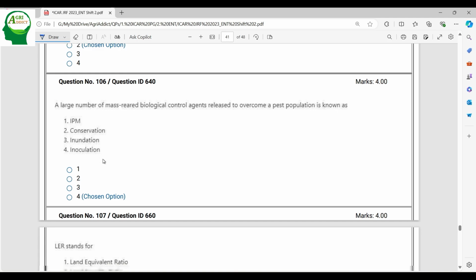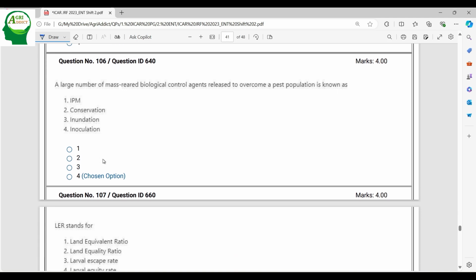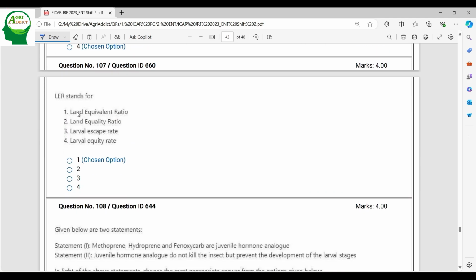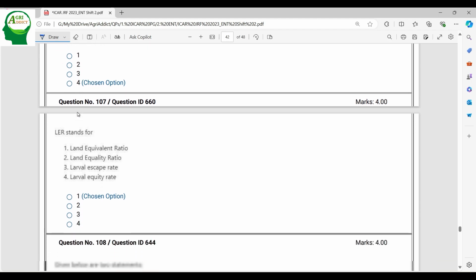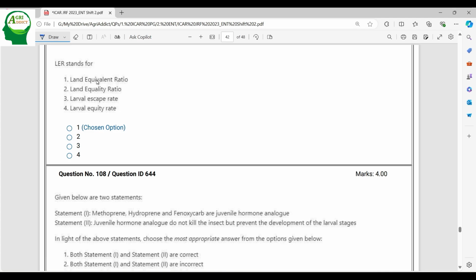A large number of mass-reared biocontrol agents or biological control agents released to overcome a pest population is known as, that you know, it is inundation. From the classical biological control, in biological control you will get this in augmentation, inundation, inoculation. What is LER? That is, you know, LER is a very easy question, land equivalent ratio of agronomy.